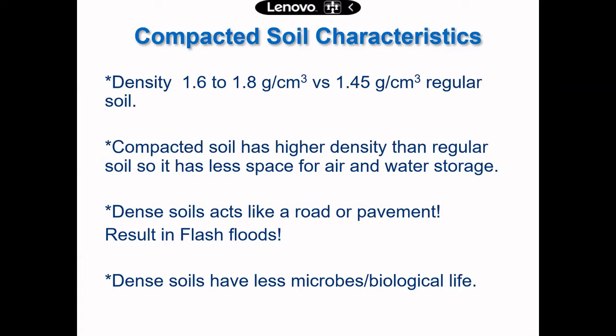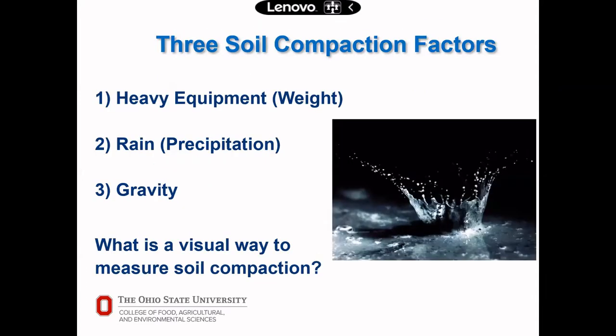Dense soils also have less microbial life and biological life in them, so it's not as good a place to raise your crops. There are 3 different factors that will compact our soil. Most of the engineers will concentrate on the heavy equipment. Heavy equipment does compact the soil, but you might be surprised. A raindrop coming down at 30 miles per hour can really compact the soil, and so does gravity.